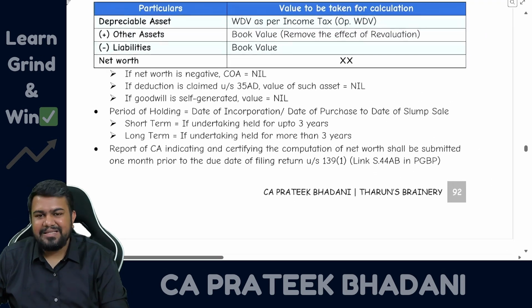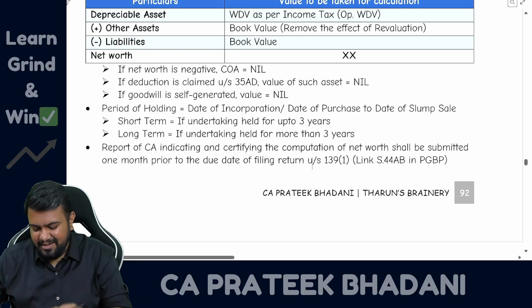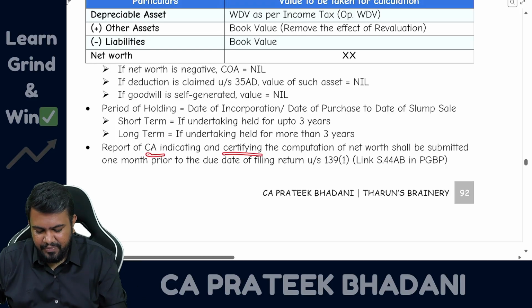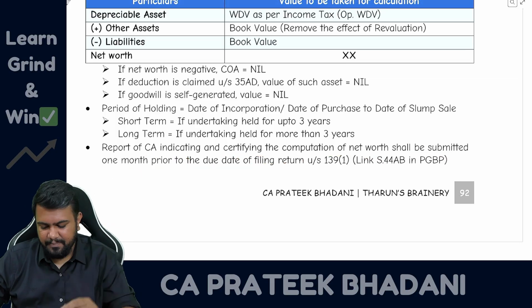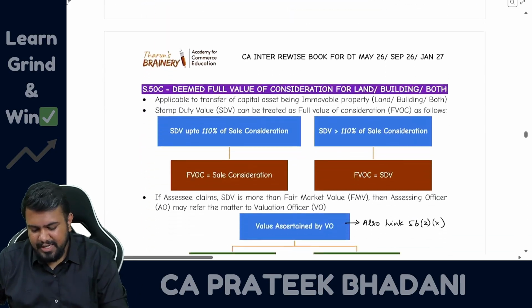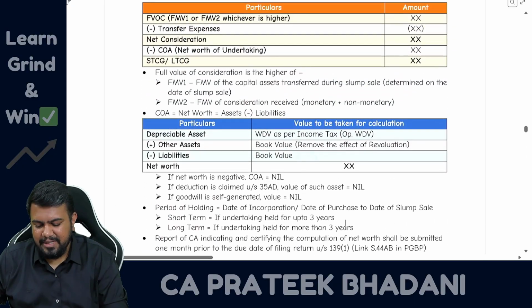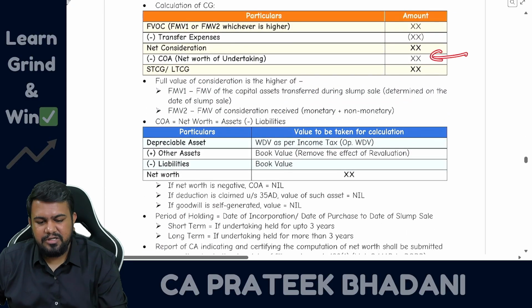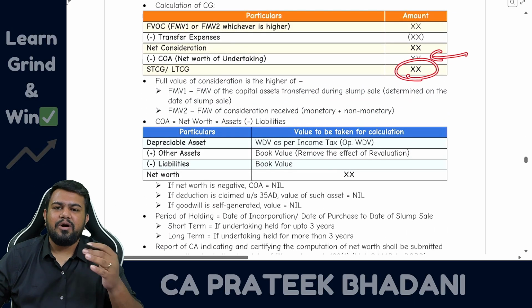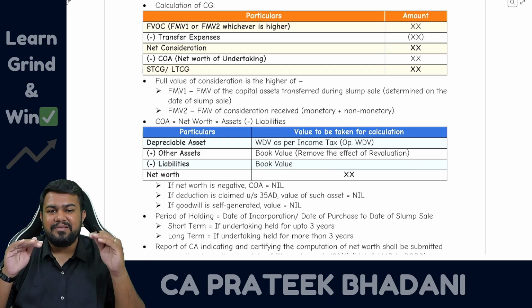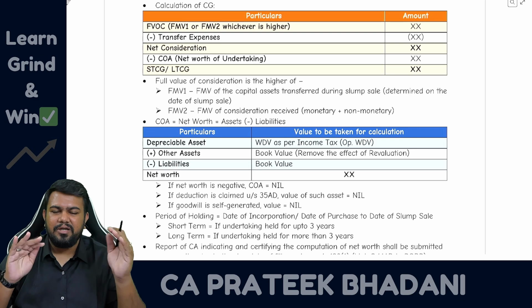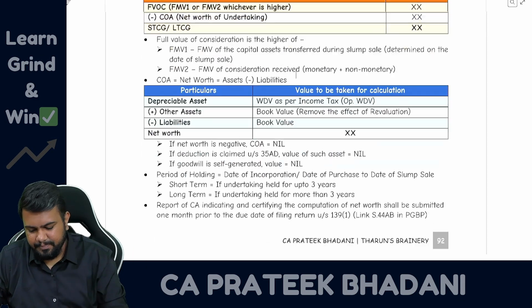Okay, and in slump sale, the chartered accountant report indicating and certifying the computation of net worth shall be submitted 1 month prior to the due date of return of income. So CA report is also compulsory in case of slump sale. So you reduce the cost of acquisition, you will get the long term or short term capital gain. And here you have to make sure that above 36 months is long term, up to 36 months is short term.